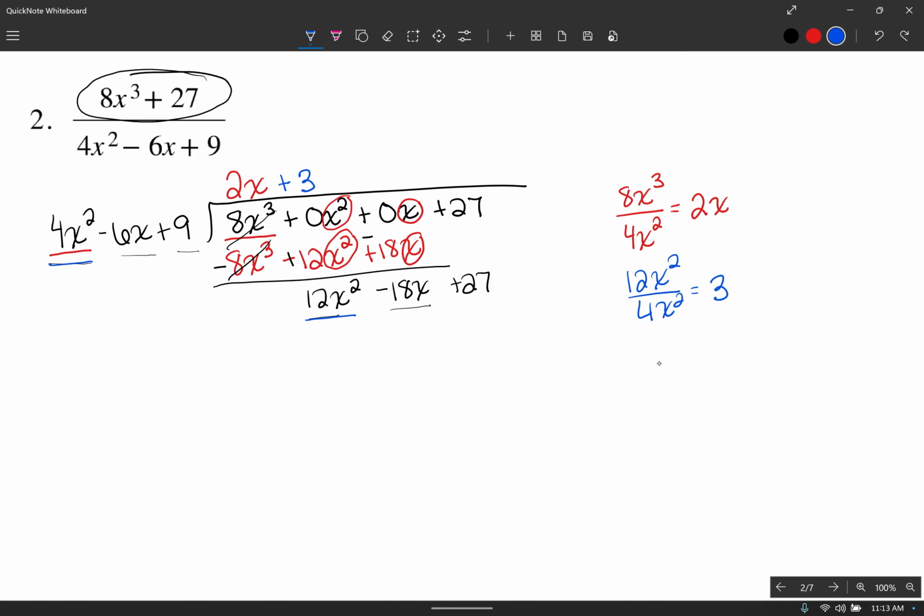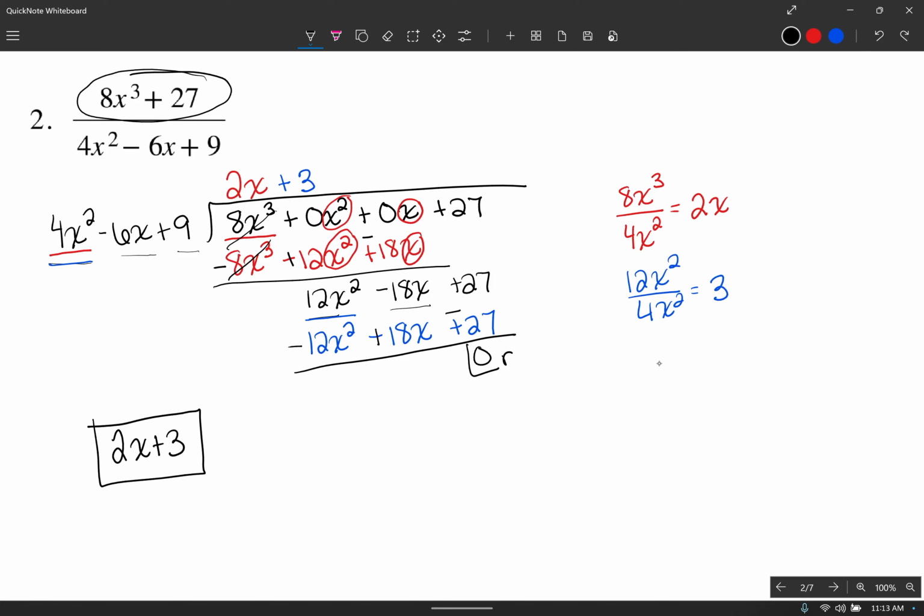Then I multiply. 3 times 4x squared is 12x squared. 3 times negative 6x is negative 18x. And 3 times 9 is 27. Now I'm ready to subtract. So 12 is now negative, 18 is now positive, 27 is now negative, and all 3 of these cancel, which means I have a remainder of 0. What that means is that 4x squared minus 6x plus 9 is a factor of 8x to the third plus 27. So my answer is 2x plus 3, and I don't have a remainder, so that is just my answer.